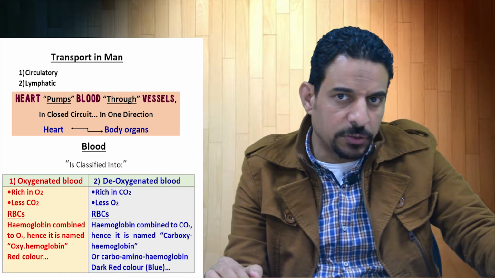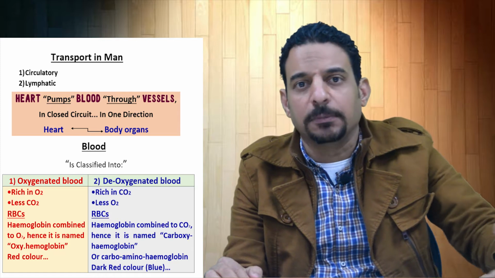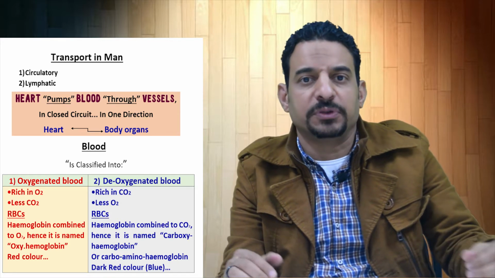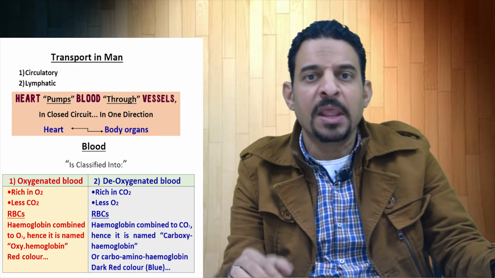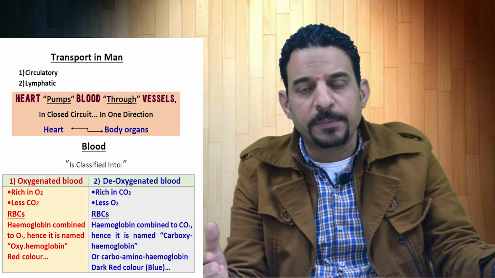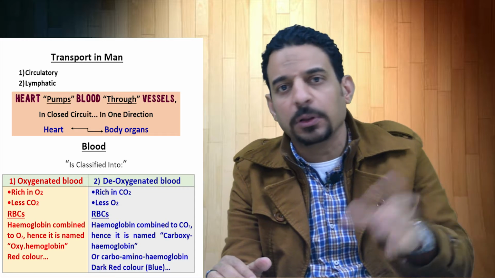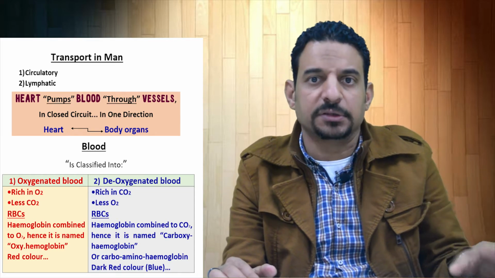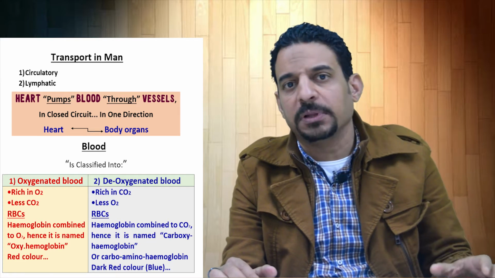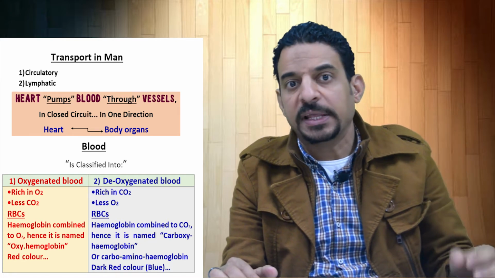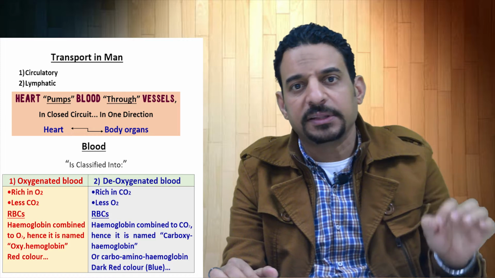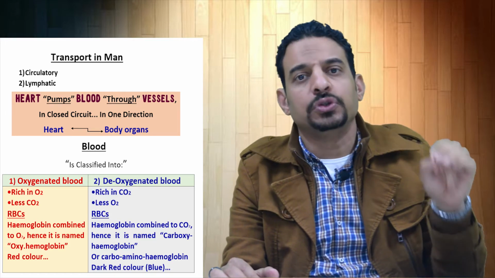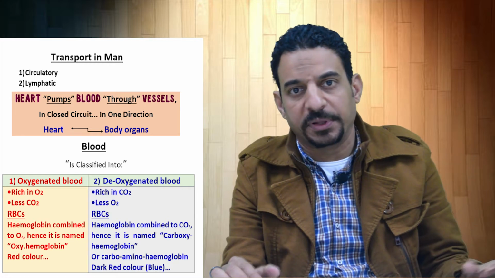If it was rich in oxygen, it is called oxygenated blood, as a result of the combination between hemoglobin of red blood cells with oxygen gas to form a compound called oxyhemoglobin, which has a red color. So, the oxygenated blood is rich in oxygen and has very little amount of carbon dioxide, and its color is red due to the formation of oxyhemoglobin.